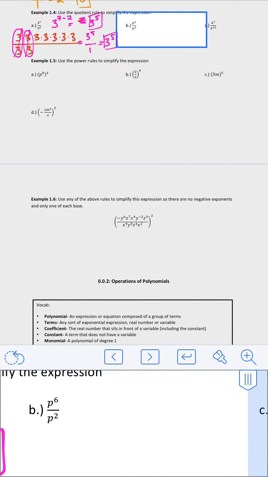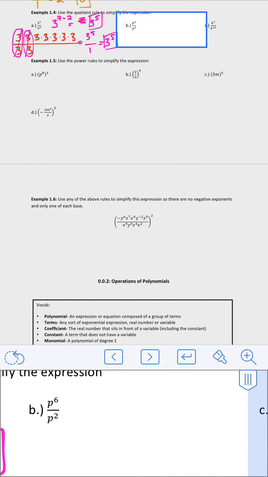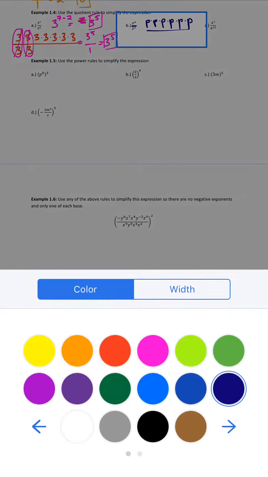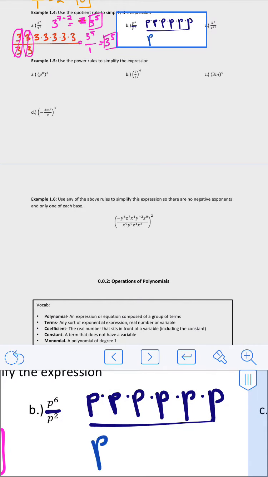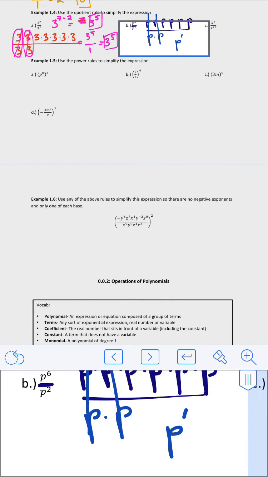Let's try it again with B. This time we got variables, but remember again, that just means numbers we don't know, so they're not really that special. I've got 6 p's on the top. That's right, because that gives me p to the 6th over p squared, 2 p's on the bottom. I've got, let's see, 1, 2 that are going to cancel. I'm left with 4 p's on the top, or p to the 4th.